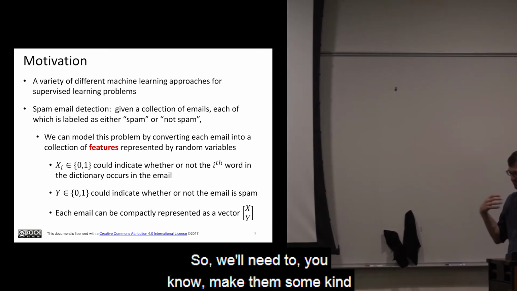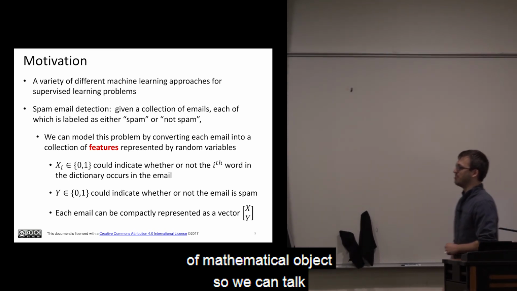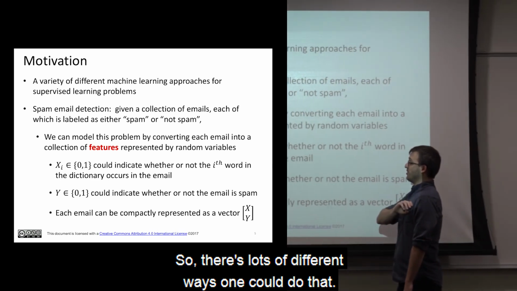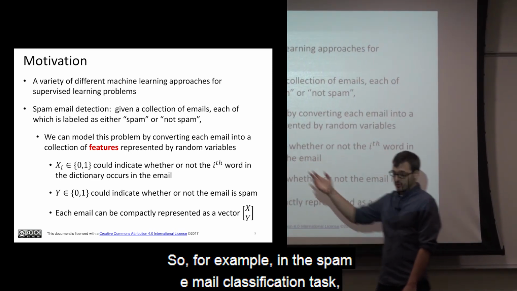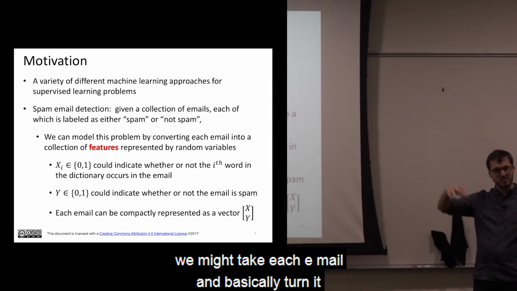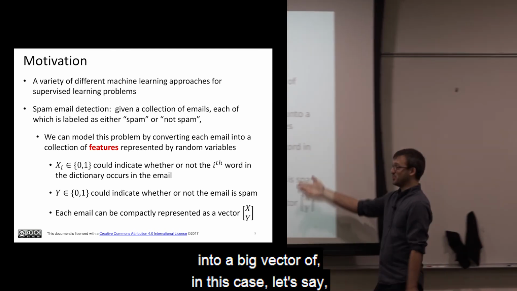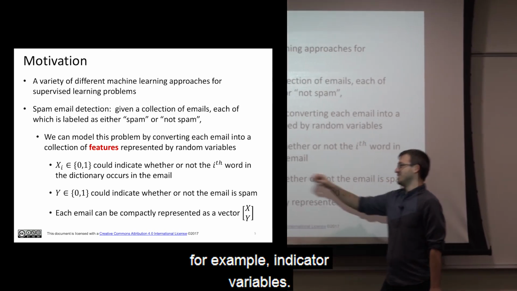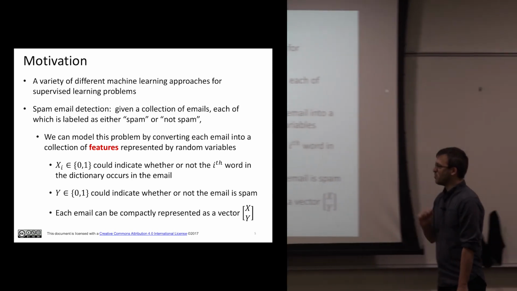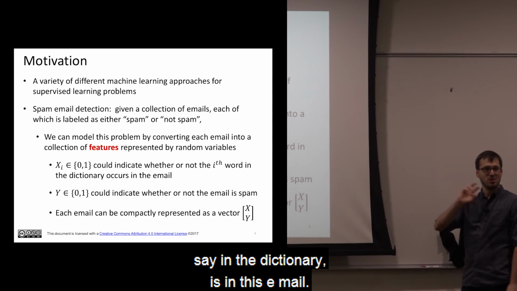So we'll need to make them some kind of mathematical object so we can talk about mappings from x's to y's. There are lots of different ways one could do that. For example, in the spam email classification task, we might take each email and turn it into a big vector of, let's say, indicator variables. Suppose we create a big vector whose ith component just tells you whether or not the ith word in the dictionary is in this email. So just a 0, 1 kind of thing.